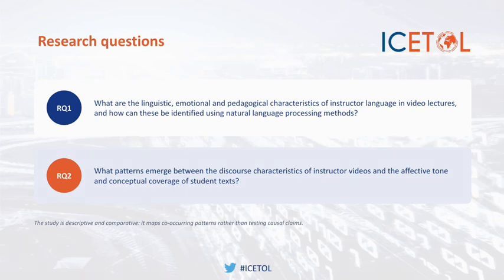We have two research questions in this study. The first is descriptive. What does instructor discourse actually look like when you measure it? The second asks what patterns appear when you place those measurements next to the student's text. I want to be explicit that this is a descriptive design. We map co-occurring patterns. We do not claim causation.